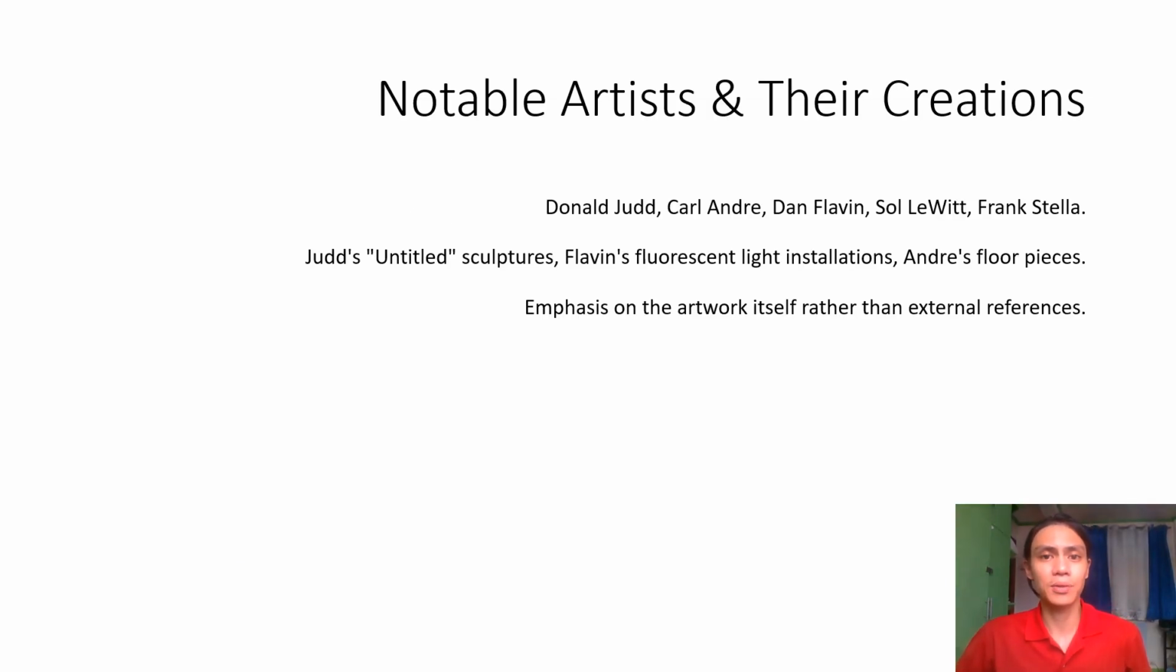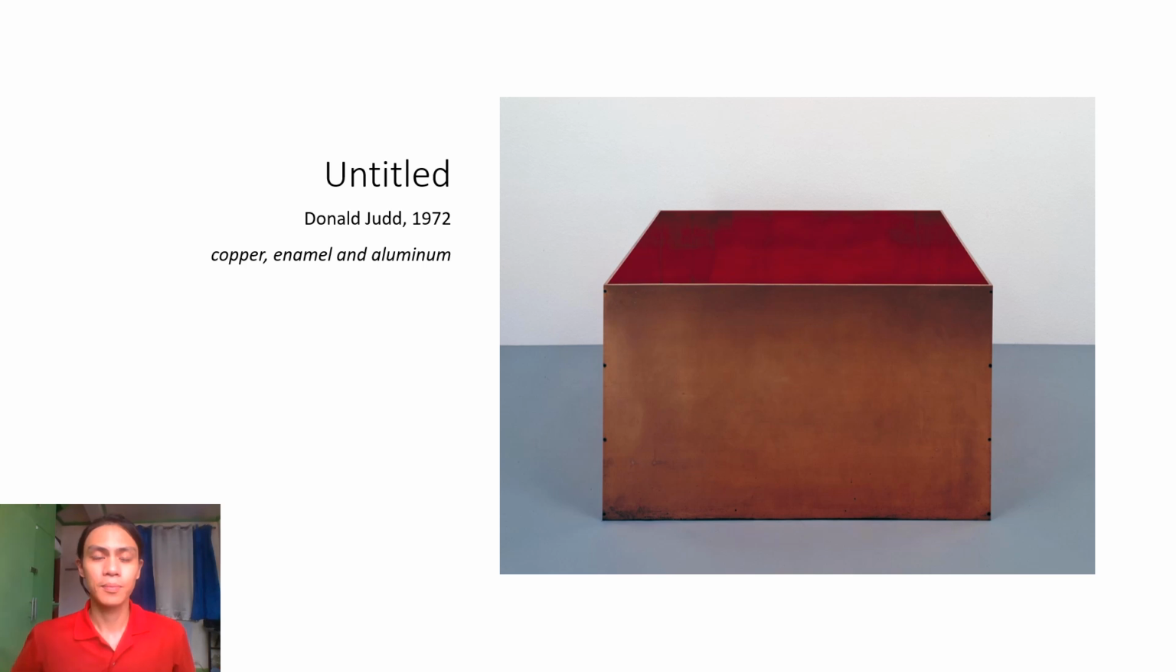Prominent artists include Donald Judd, Carl Andre, and Dan Flavin. These artists focus on the artwork itself, without external references, highlighting the simplicity and the intrinsic qualities of the materials used. Donald Judd explored materiality in his untitled works in the 1970s. This 1972 untitled piece uses copper, enamel, and aluminum.